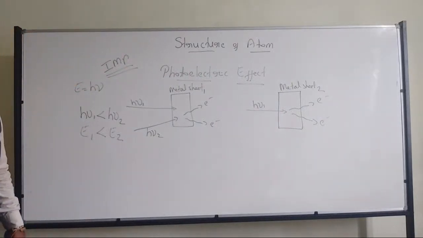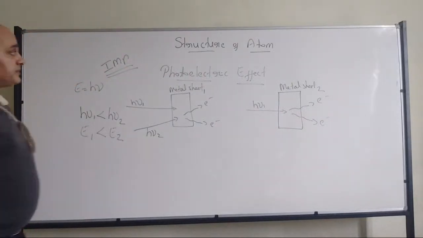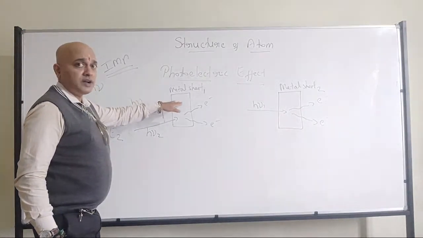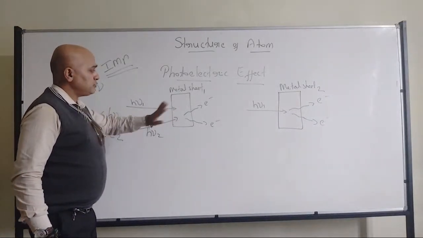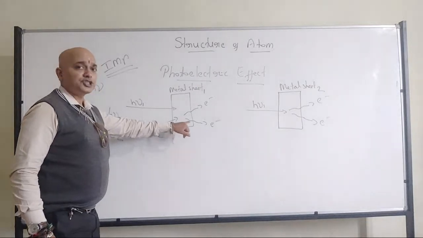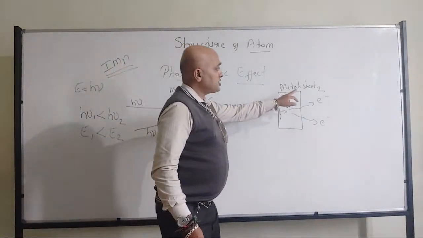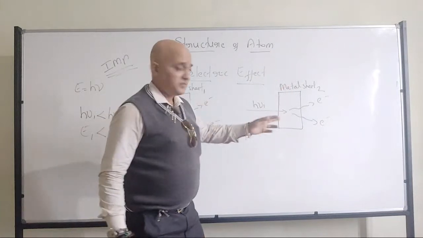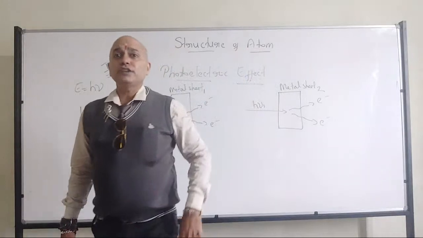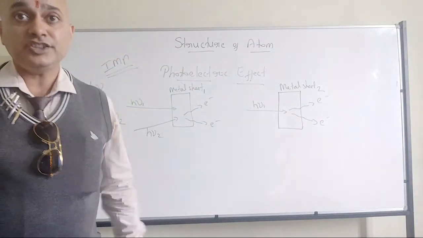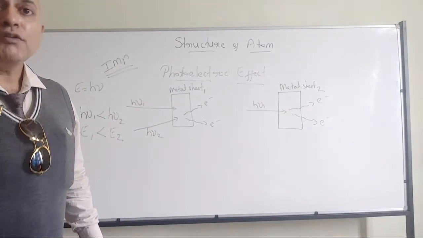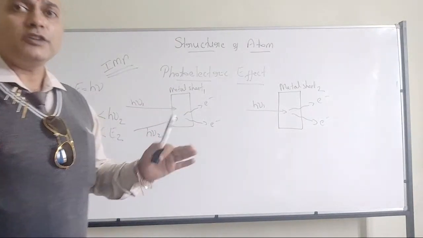So what it indicates, what you can understand. This is made up of X metal, that is metal sheet 1. When it is exposed to H nu 1, no ejection of electron. But when it is exposed to H nu 2, there is an ejection of electron. When metal sheet 2, which is made up of Y metal, is exposed to H nu 1, then only there will be ejection of electron. No need to go for much higher energy. With H nu 1 only, there will be ejection of electrons. What can you understand by this particular observation?